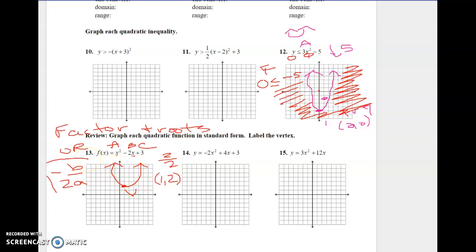So this might be the easiest since we have to label the vertex. So we'll do this one. So we know it opens down. I get the opposite of b over 2 times a. So that's negative 4. Negative 4 divided by negative 4 is 1 again. And then we'll substitute that. So negative 2 plus 4 is 2. 2 plus 3 is 5. So 1, 5 is your vertex. This opens down.